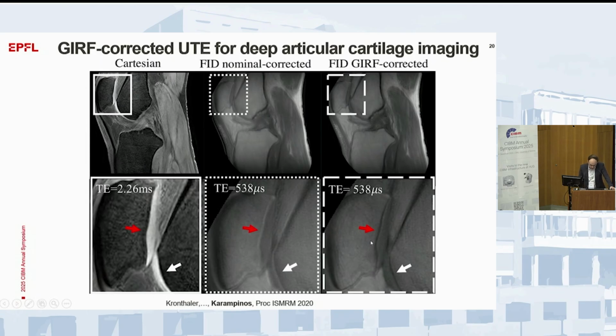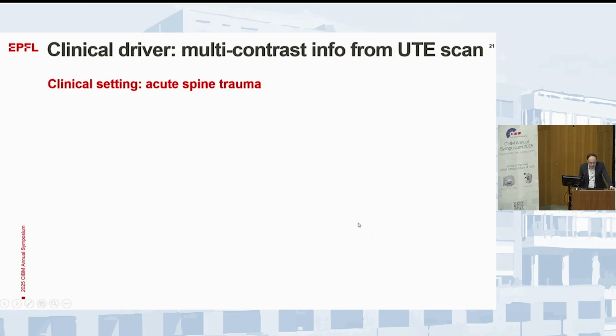The problem with the UTE acquisition, if you want, is that you need to invest additional scan time. And this might not always be so beneficial because you need to consider what other types of scans you have inside your imaging protocol. So what we did next was to look at whether we can get more information from the UTE scan in addition to the bone information, in order to replace the information we get from another sequence. And this was specifically relevant in the context of acute spine trauma.